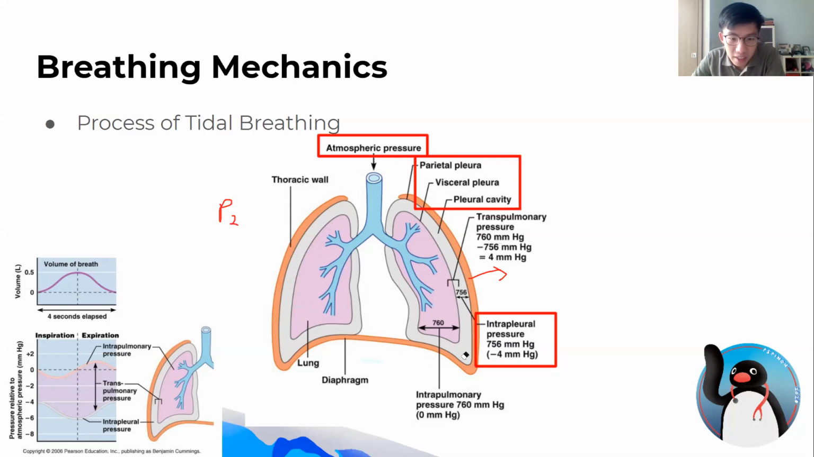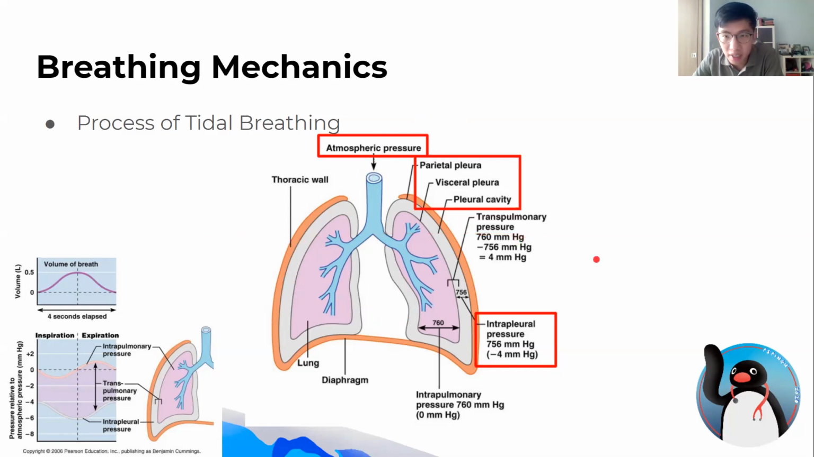On the flip side, if we have expiration, usually exhalation occurs with a recoil of the chest wall. So it's a very passive process, but of course you can force it out by using your accessory muscles and such. But the broad concept is that the thoracic cavity decreases in size. This causes pressure within the cavity to increase in relation to the atmospheric pressure outside, and therefore air will flow out from an area of higher pressure to an area of lower pressure. And that explains exhalation.